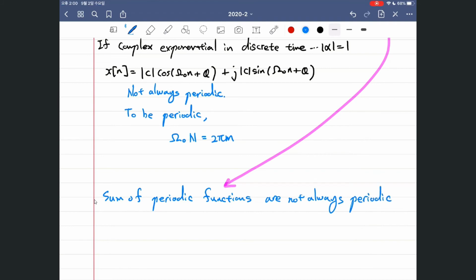What should they have? Each term should have a common multiple. In Korean, this is 공배수. 공배수가 있어야 합니다. 더해서 또 주기함수가 되려면.